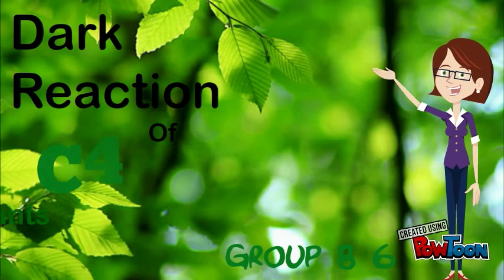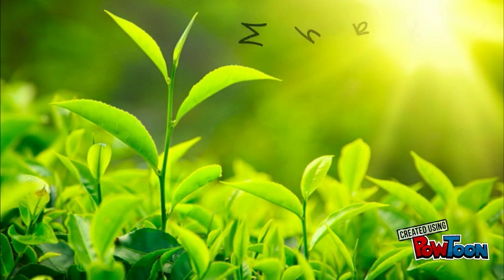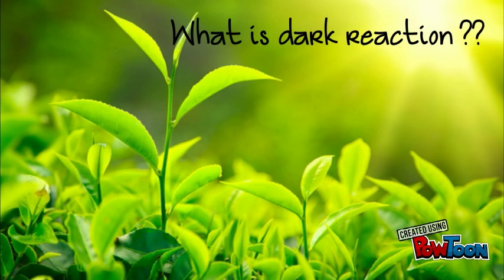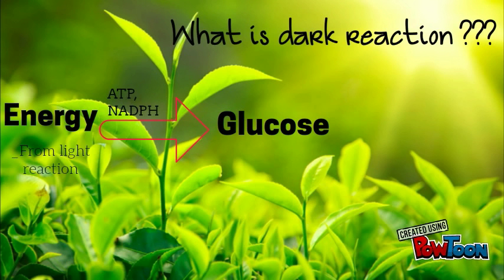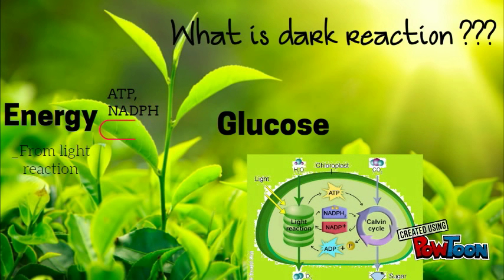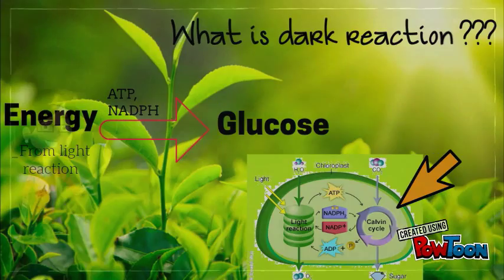Dark reaction of C4 plants. What is dark reaction? Dark reaction is producing glucose by using energy from light reaction, using ATP and NADPH. Dark reaction takes place in the internal compartment of the chloroplast.